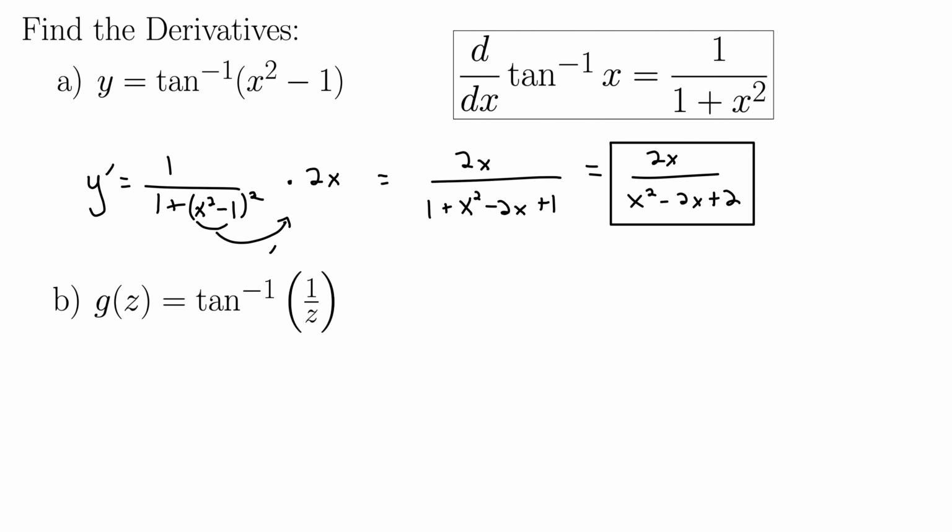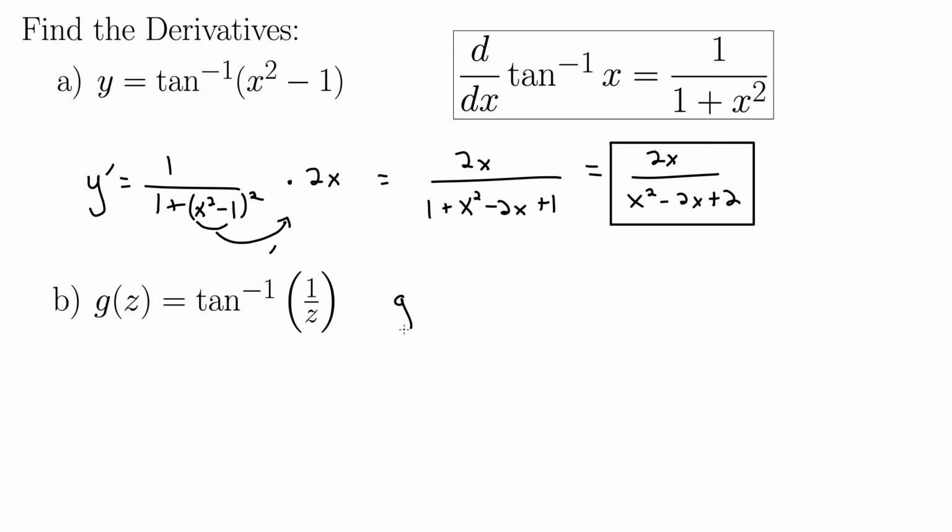Let's try part B. We have g of z equals arctan of the quantity 1 over z. So why don't you try this one, pause the video, see if you can work out this derivative, make sure you simplify it, and then we'll compare notes on that.